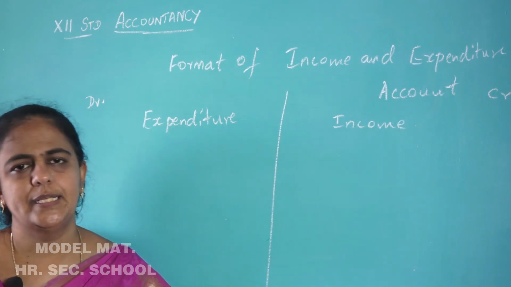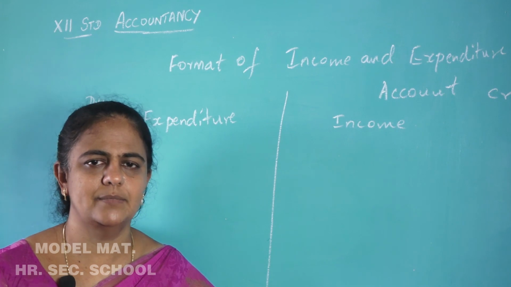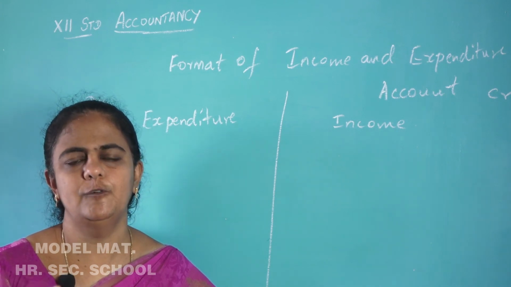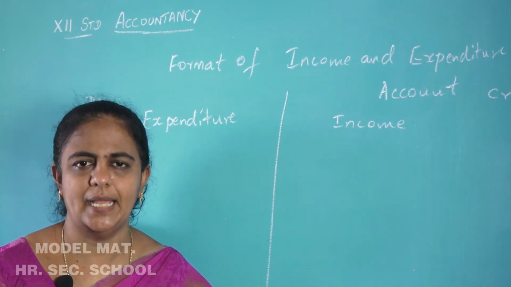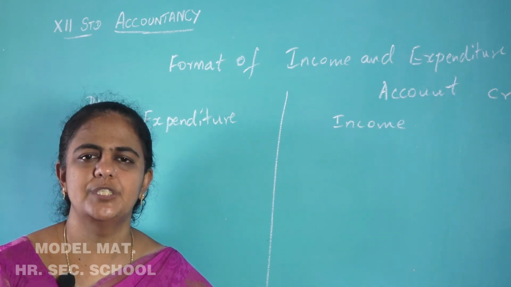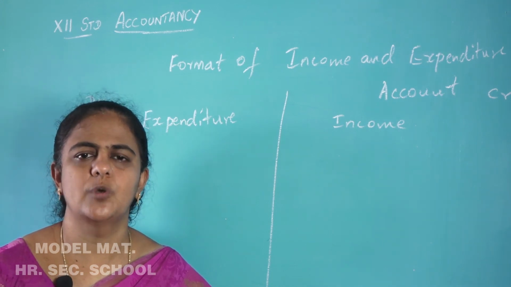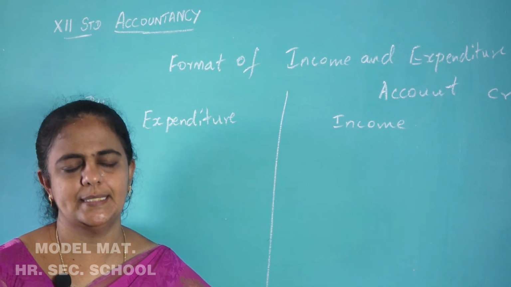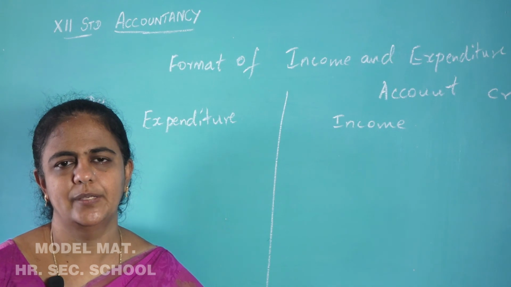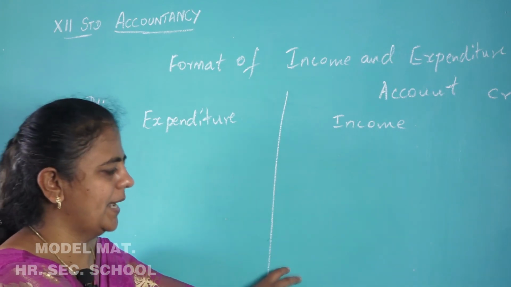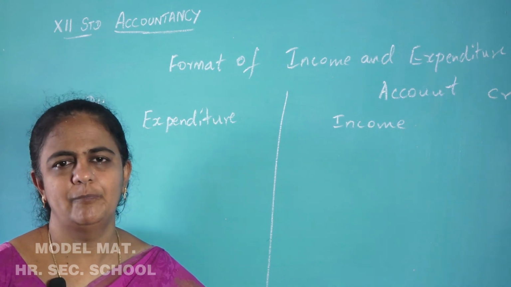So it's very simple, it's very easy, it's not very complicated, children. The only thing you should know is which are revenue items and which are capital items, and which items pertain to the current year. Non-cash items also will be shown as adjustments in the income and expenditure account. So if you understand the format, it will be very easy to do the sums. Okay, thank you.